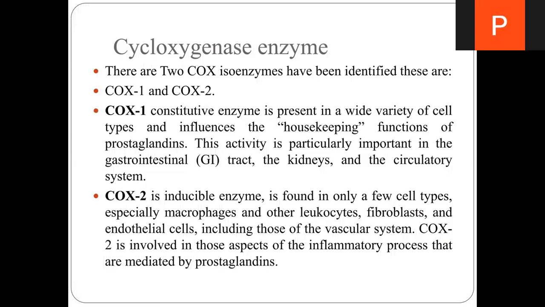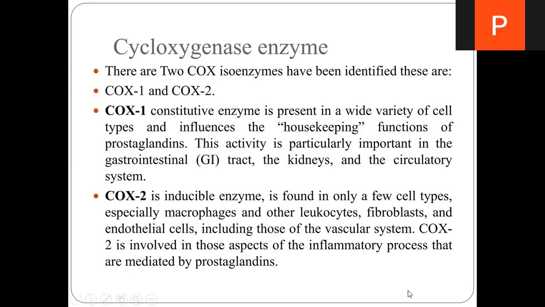Next, coming to the COX enzyme. COX means cyclooxygenase enzyme. There are two COX isoenzymes that have been identified, COX1 and COX2. COX1 means cyclooxygenase 1 and COX2 means cyclooxygenase 2. COX1 is a constitutive enzyme present in a wide variety of cell types and influences the housekeeping functions of prostaglandins. This activity is particularly important in the gastrointestinal tract, the kidneys, and the circulatory system.